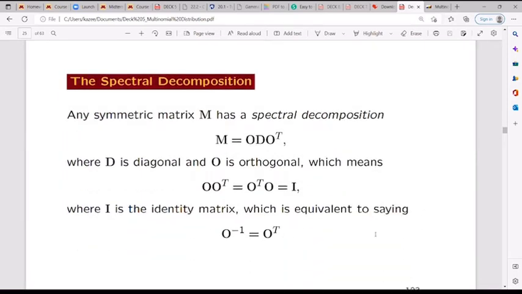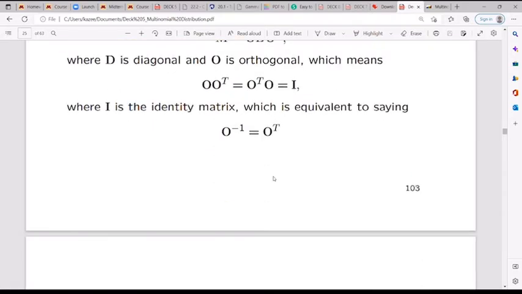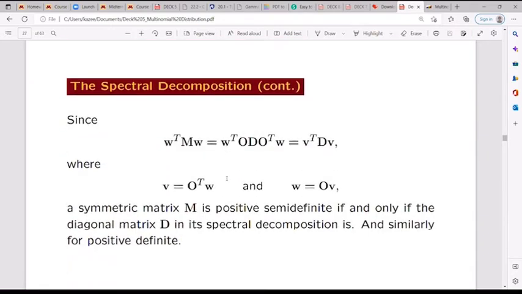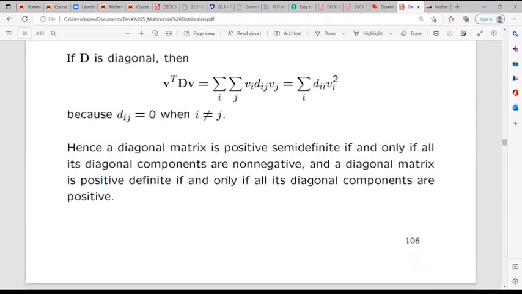So there's another thing that we call spectral decomposition. Any square matrix M has a spectral decomposition given as this, where D is diagonal and O is orthogonal, which means if I use the matrix O to multiply its transpose, it's going to give me an identity. So this is just theory. Then we can define a symmetric matrix M. It's positive definite if we have this. All these are definitions that you just need to try to familiarize yourself with. They are just definitions.